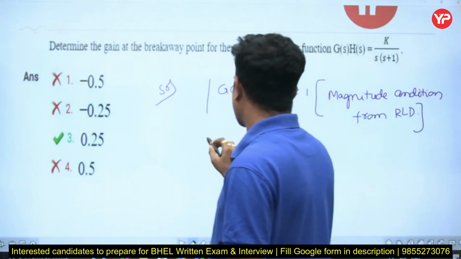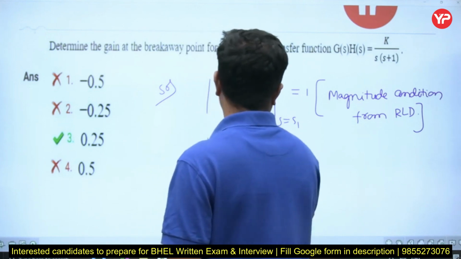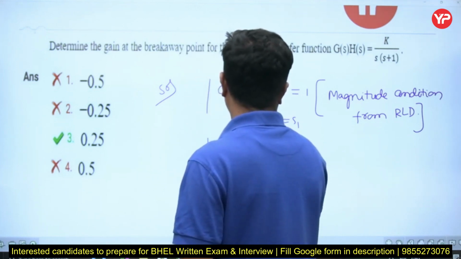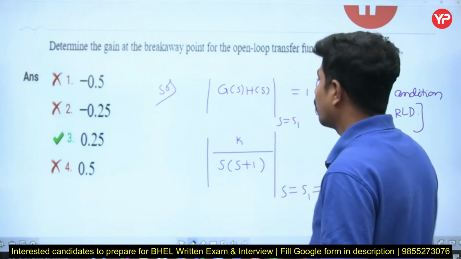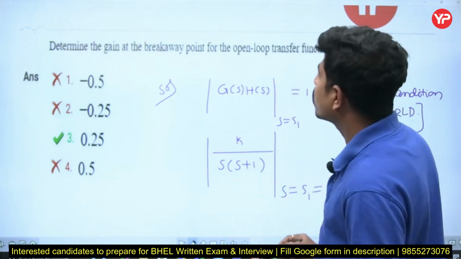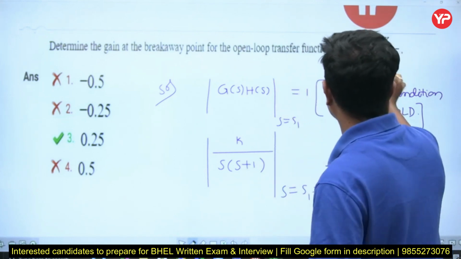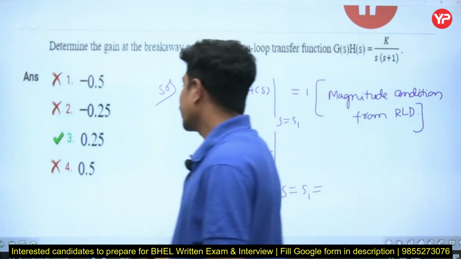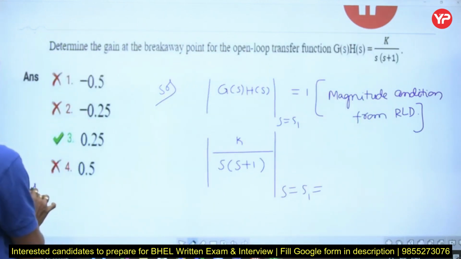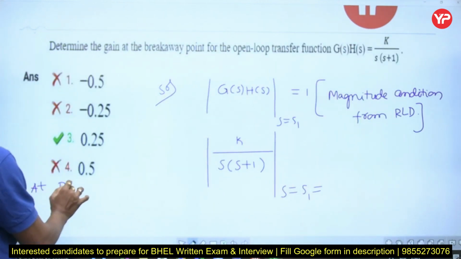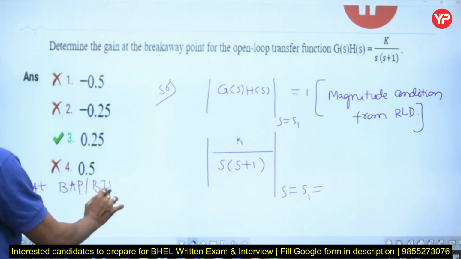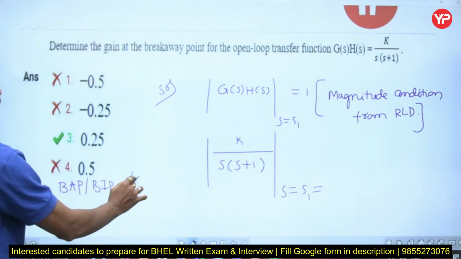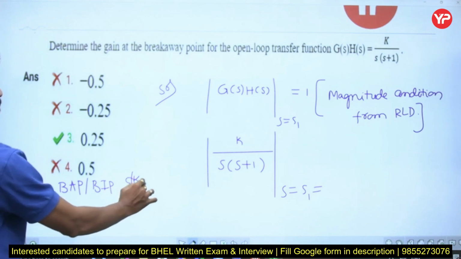Right? Now what is that? K by s into s plus 1 at s is equal to s1. What is the value asked? At which point? Break point. Yes, he is asking for the break point. How to find the break point? At a breakaway point or break-in point, dk by ds must be equal to 0.